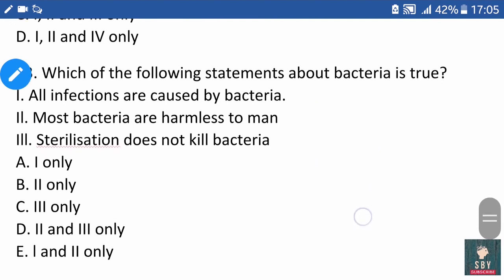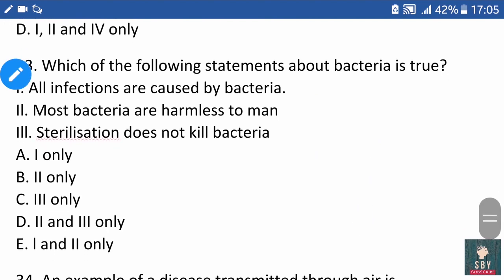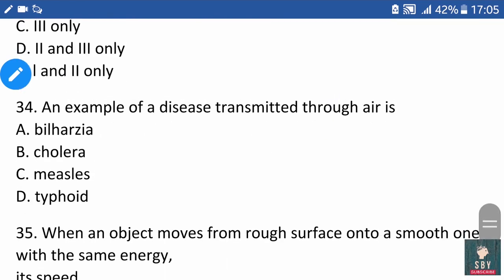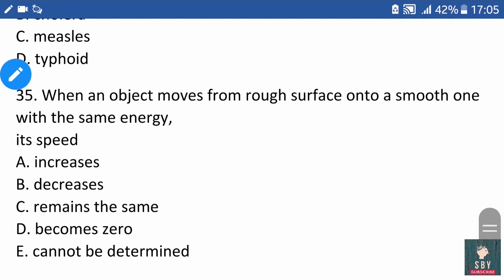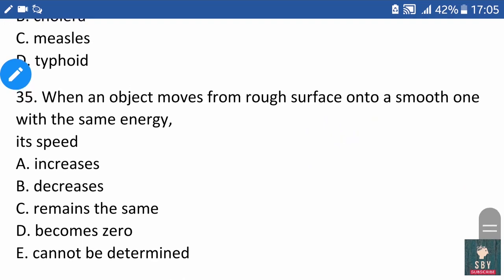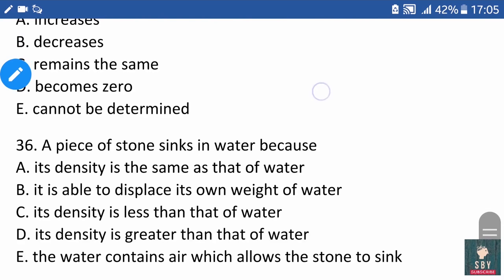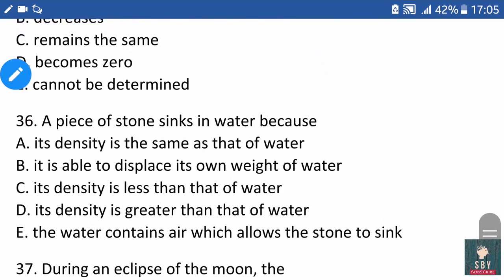The following statements about bacteria is true. So this question is on infectious diseases. An example of this is transmitted through air. Another one again. When an object moves from a rough surface onto a smooth one with the same energy. So this question is also more friction. A piece of stone sinks in water because. So there's one on density.